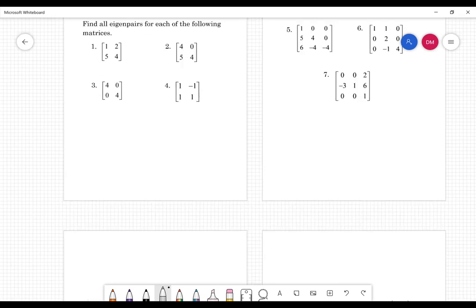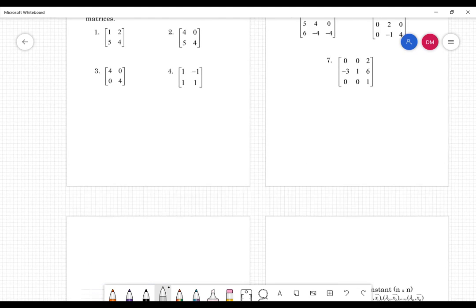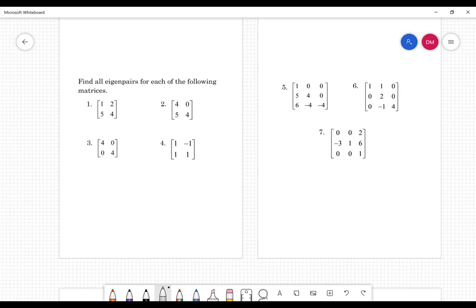Today we are doing section 4.5 here with real eigenvalues. But basically, this is just a continuation of what we were doing yesterday. So at the end of yesterday's notes, I had these 7 practice problems, which after today's lesson, I would encourage you to go and try in preparation for our quiz that's tomorrow.